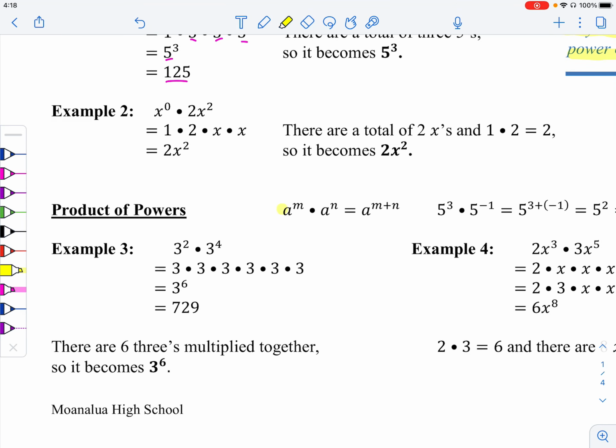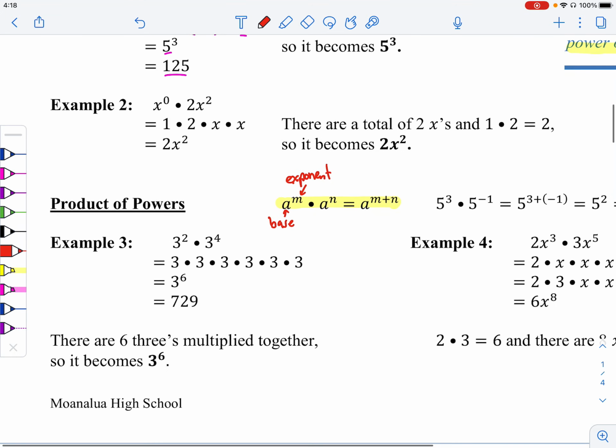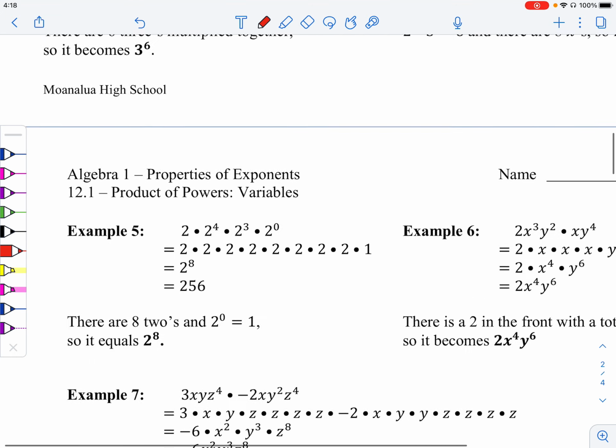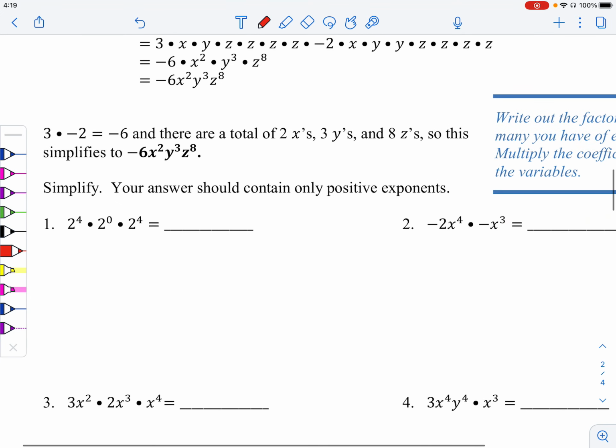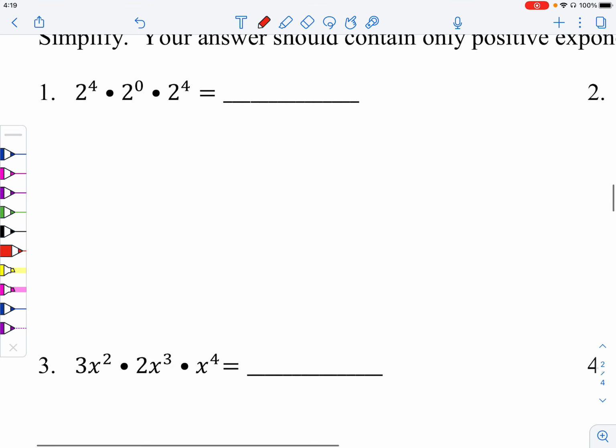Okay, product of powers right here. This number is your base, and your exponent is the little number up top. So your base number, or variable, whatever it is, letter, is on the bottom: your base and your exponent. The product of powers is if you have the same base and you multiply them together, you just add the exponents. And we'll go over why that works in our examples. Okay, so let's go over these. We'll just do examples so you get it. Okay, so let's write these up.